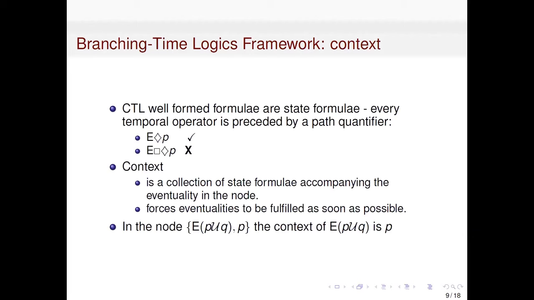So what is the context? The context is the collection of state formulae that are exactly the set of accepted formulae in the language of CTL. And what does the context do? It allows us to force eventualities to be fulfilled as soon as possible. So let me give you a very short example just to illustrate how it works. Say you've got a node which is labeled by two formulae: just the literal P, and a formula of the type exists a path P until Q. So that's the eventuality, P until Q, and the context of it is that literal P.